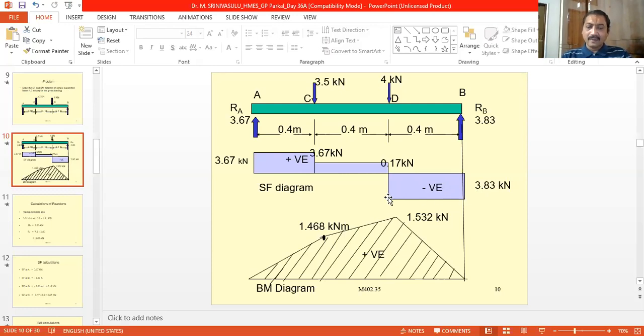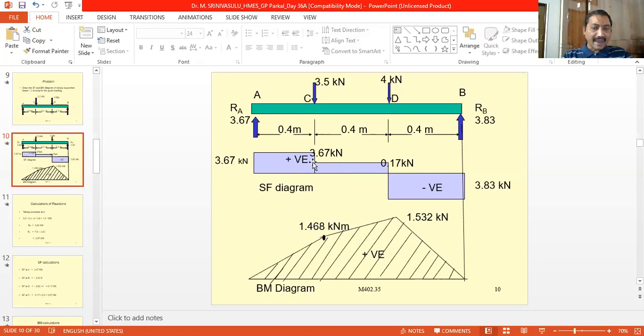However, at the point D, due to the action of the point load of 4 kN, the shear force value increases from minus 3.83 to plus 0.17 kN. So therefore here the shear force suddenly rises from minus 3.83 to 0.17. Then the shear force up to here is 0.17, and there is no other force acting between the points D and C. Therefore the same shear force will continue up to the point C.